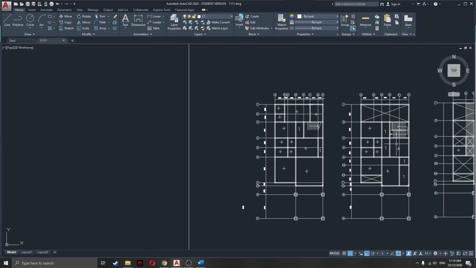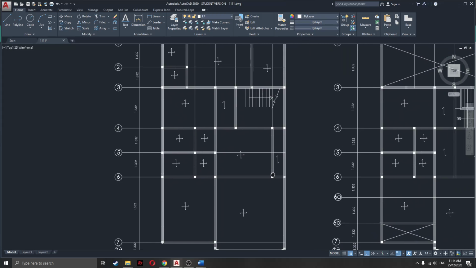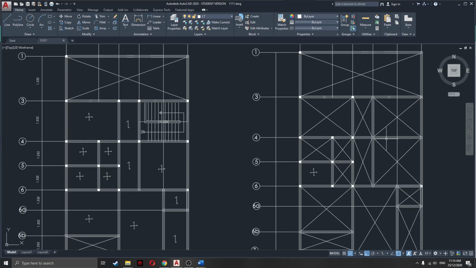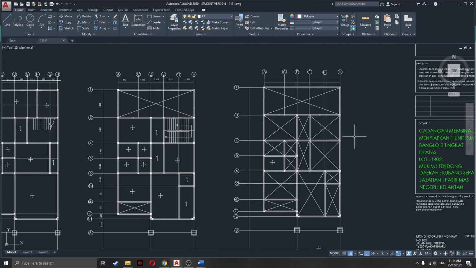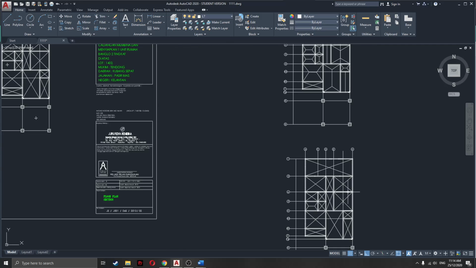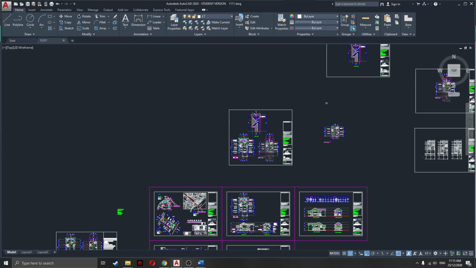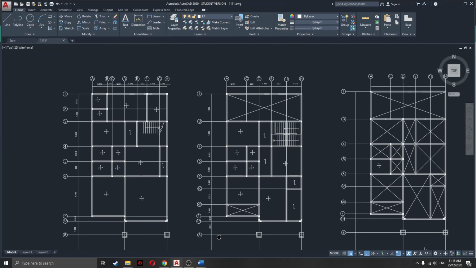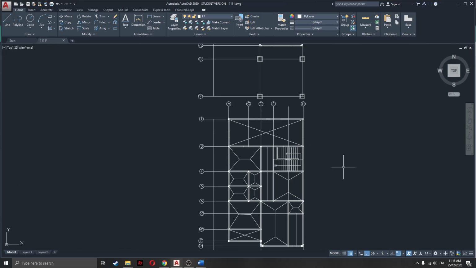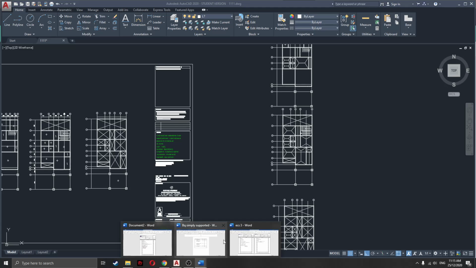First, my first floor, then my second floor, roof floor, my second floor, roof floor, then my slab.